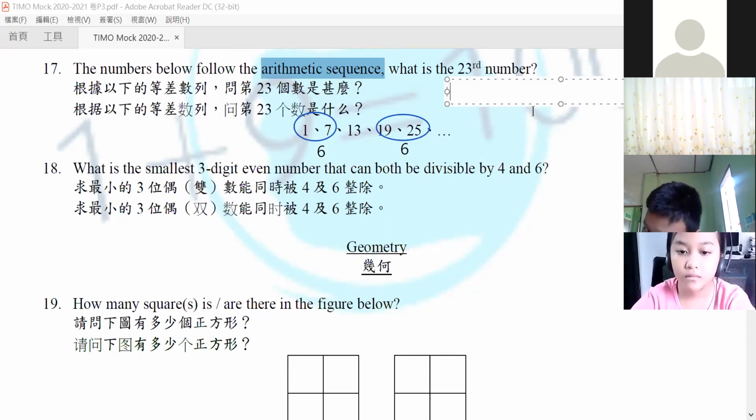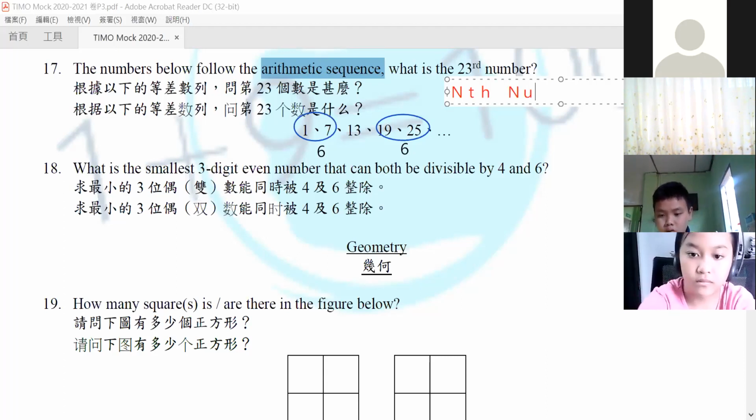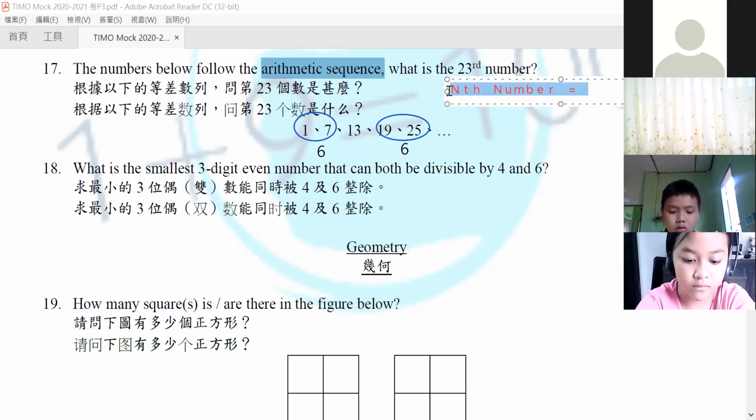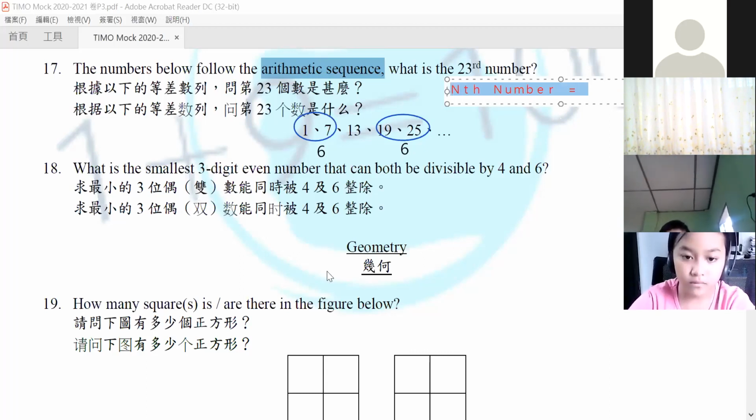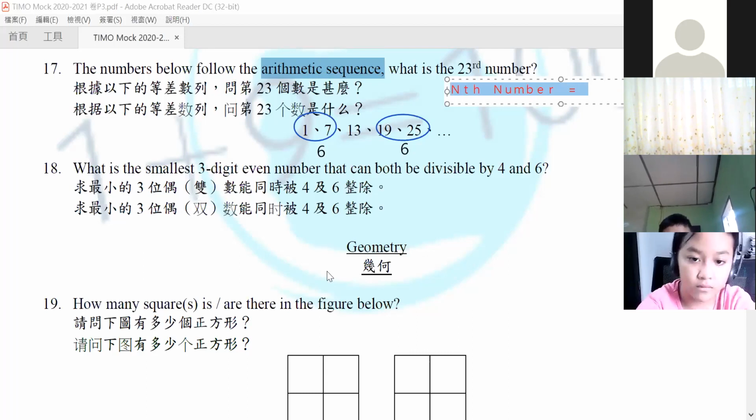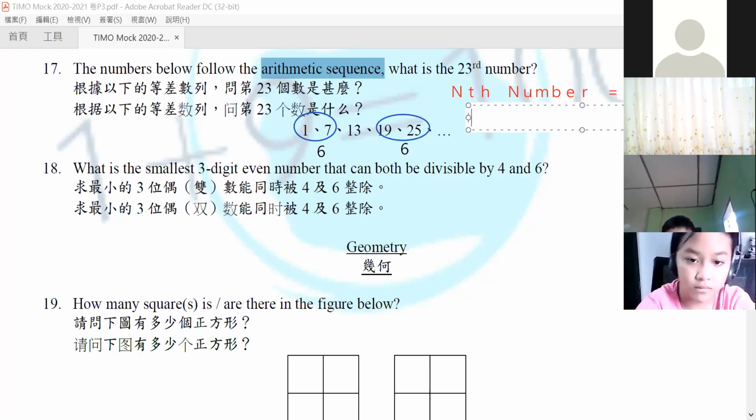Oh, why is it full caps? I don't need full caps. Okay. Why is this full caps? Strange.